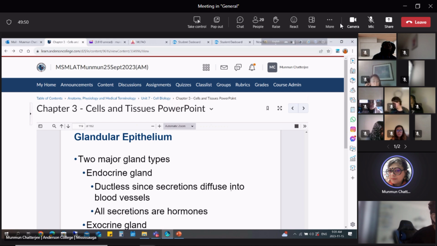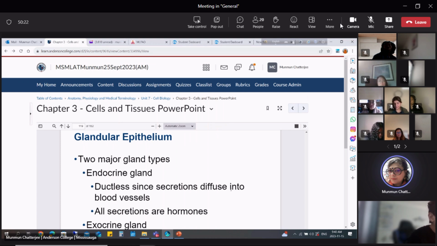Okay, so now we have the glandular epithelium. This is very important. How many types of glands can we find in our body? Two types, endocrine and exocrine. Two major gland types. The answer is two. And what are their names? Endocrine and exocrine.